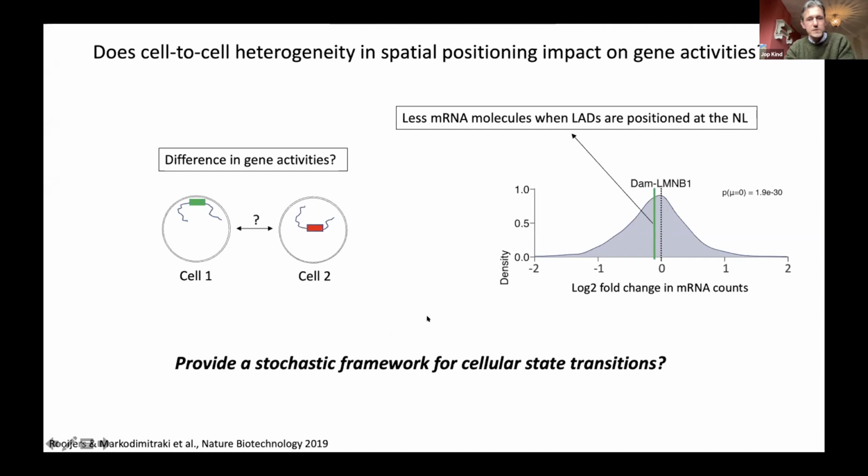So we think this might actually provide a stochastic framework for cellular state transition, because you can imagine that every individual cell has a different set of LADs that are dislodged from the nuclear lamina. And now we find that that is actually associated with differences in transcriptional outputs as well. So we think this may provide cells with an opportunity to change their transcriptional identities, for example, in developmental trajectories. So this is something we're actively investigating currently.